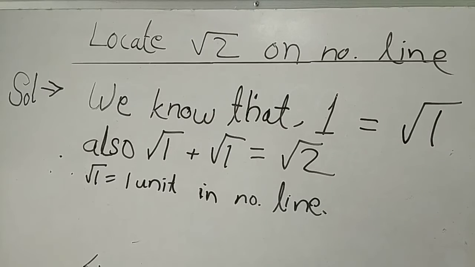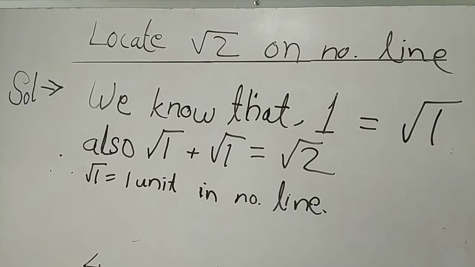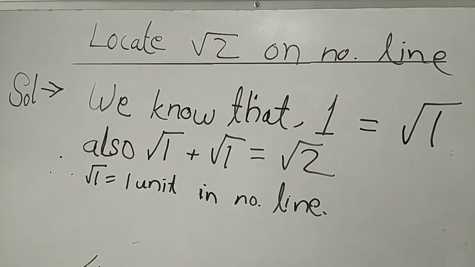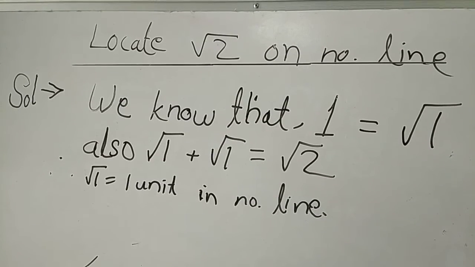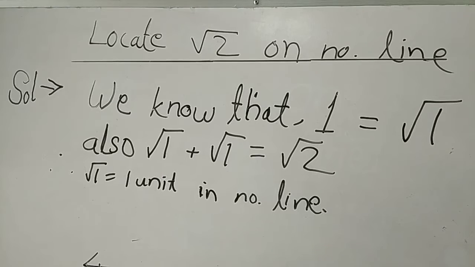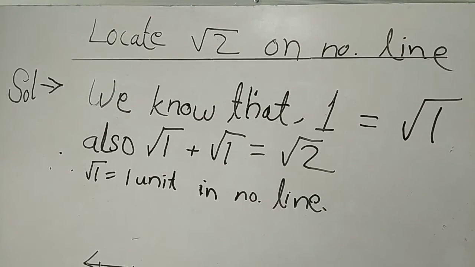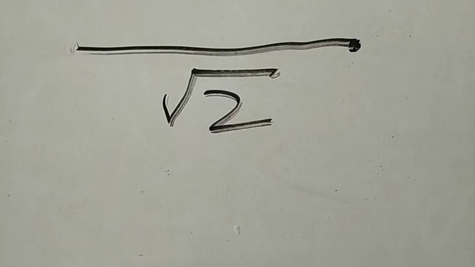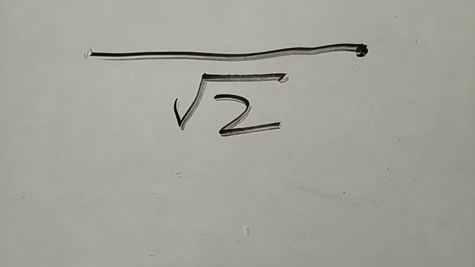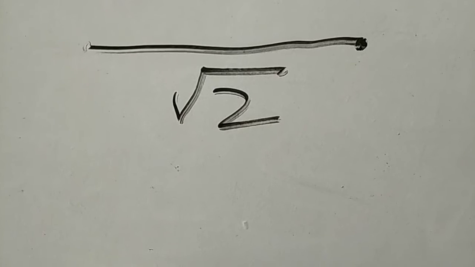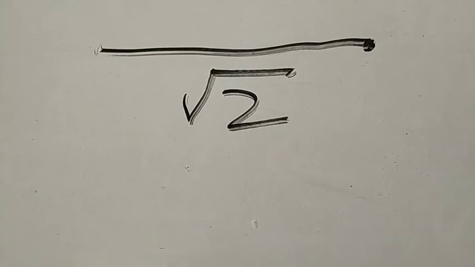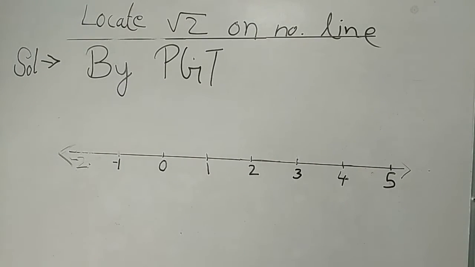So it's our first question. Locate root 2 on the number line. So we have to locate root 2. We need to find out the length from 0 to root 2. Then we can represent it on the number line. So we know that 1 is equal to root 1 because 1 into 1 is equal to 1. Also, root 1 plus root 1 is root 2, and we need to know the length of root 2, which is this line. So we need to find the length of this line.